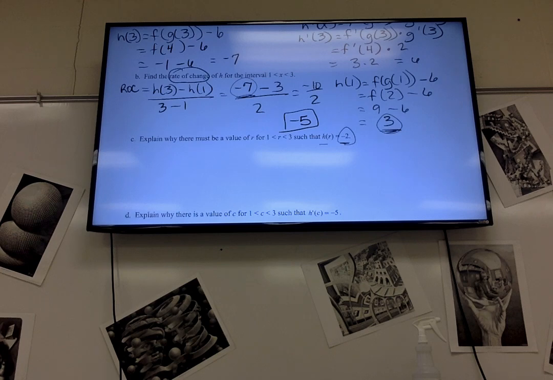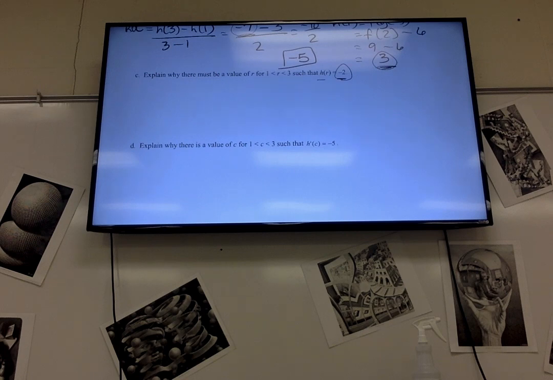So which theorem is that? Rolle's? Mean value? No, mean value is h prime. Rolle's is also h prime. Oh, what's that? EVT? The EVT has to do with absolutes. There's one more. IVT. There you go. Oh my gosh.